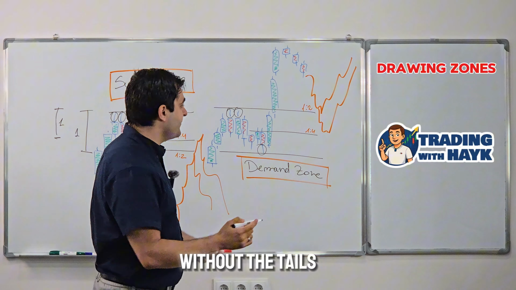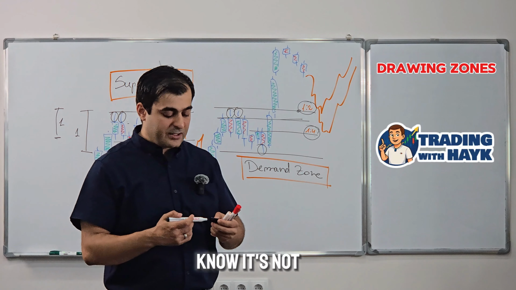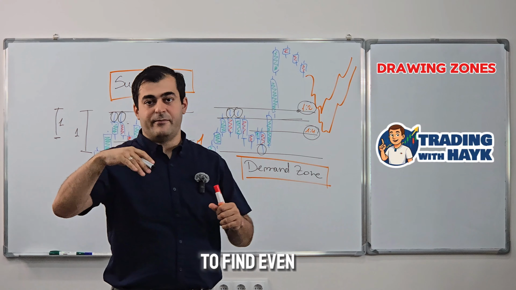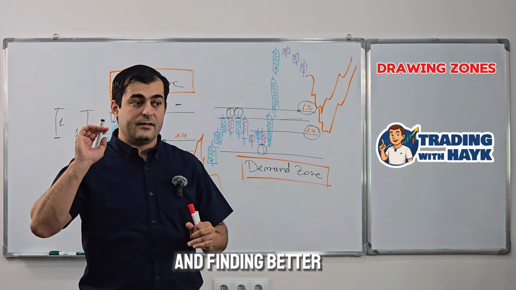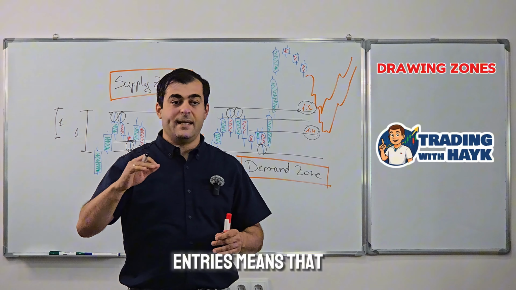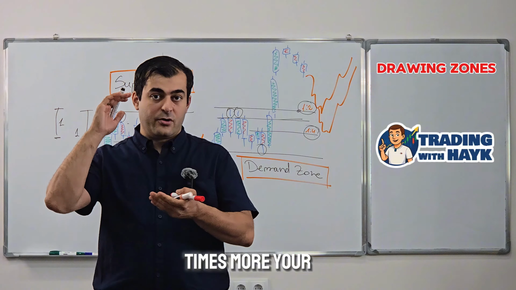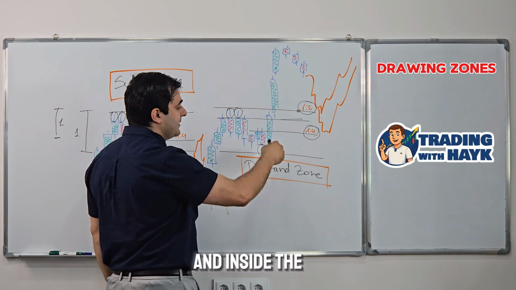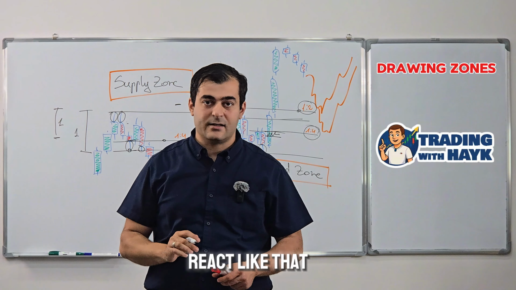One thing that I'm not going to show here, but maybe you know it, it's not a big deal, is about going to the lower time frames to find even better entries. Finding better entries means that you can lower your demand zone twice or 3 times more. We have the demand zone, and inside the demand zone, maybe here we have an even smaller demand zone, which can be like a surgical point of entry. And once you are there, the market should react like that.